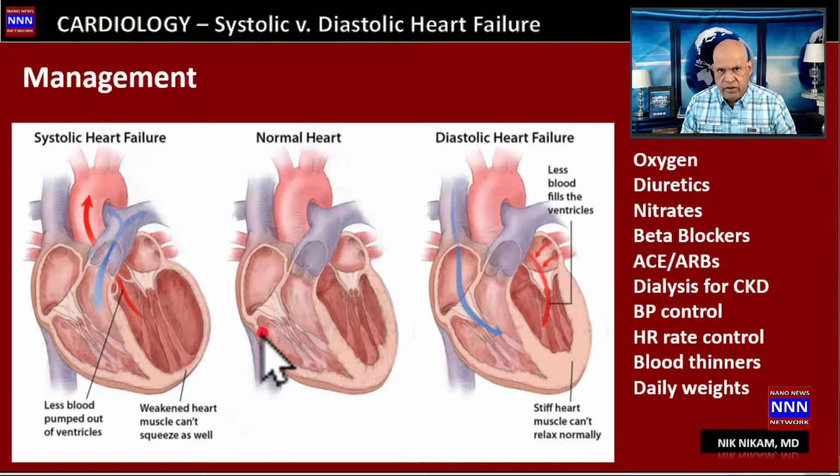In patients with a diagnosis of kidney failure, who are on dialysis, we have to decide what's the best time to do the dialysis to remove the excess fluid and thus relieve some of the symptoms related to volume overload. Blood pressure control and heart rate control are exceedingly important in both systolic and diastolic heart failure patients. Some of these patients may have evidence of myocardial ischemia or non-transmural myocardial infarction, and they may be started on blood thinners like heparin or Lovenox.